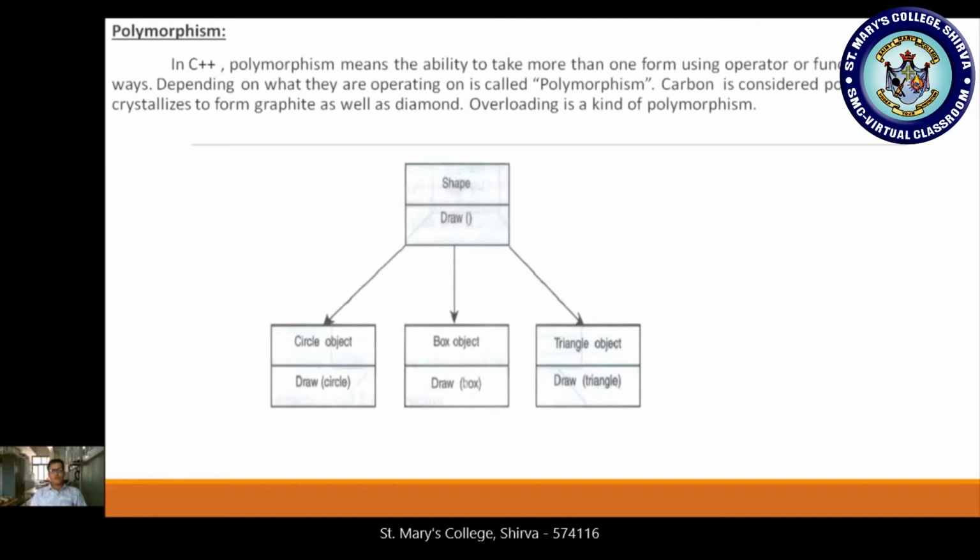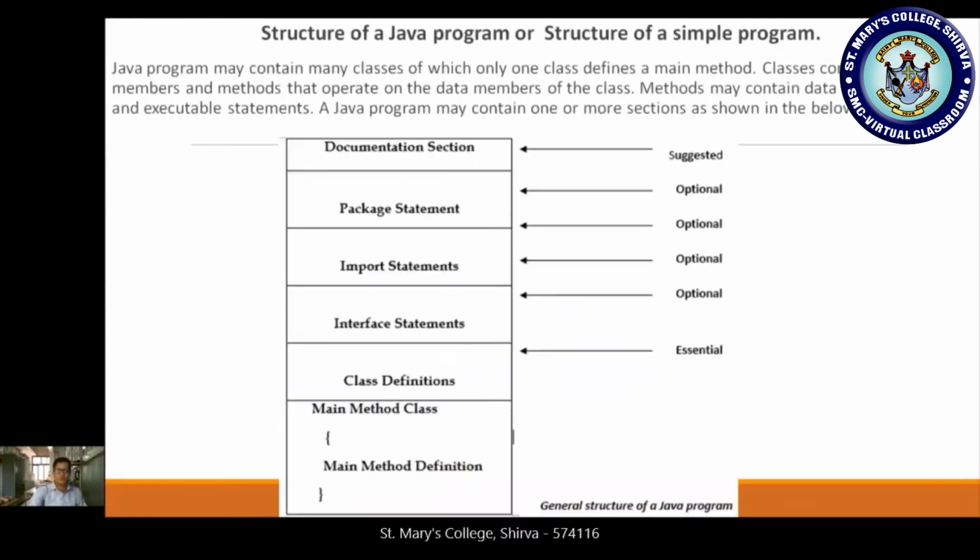So as we know, what is the formula of a circle? The formula of a circle is pi r square, right? Box, length into breadth. For a triangle, half into length into breadth. So I am taking the draw method and calling the type of a circle, and sometimes it is based on whatever parameters I am supplying. Whatever parameter I supply, it acts in many forms. So this is called polymorphism.